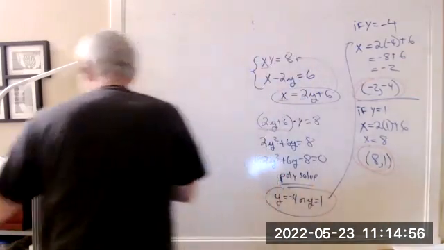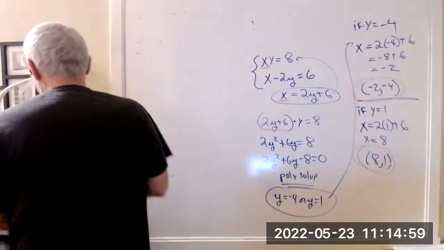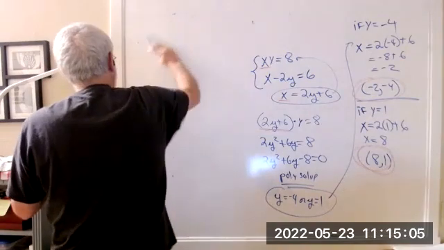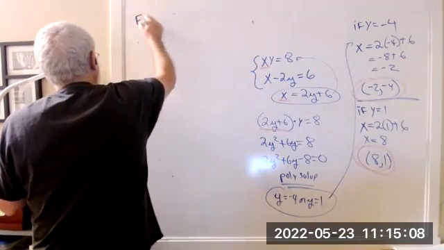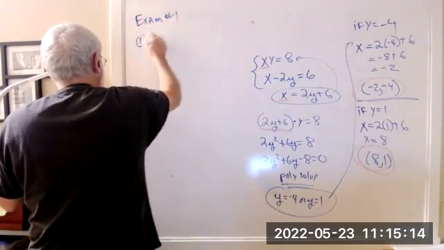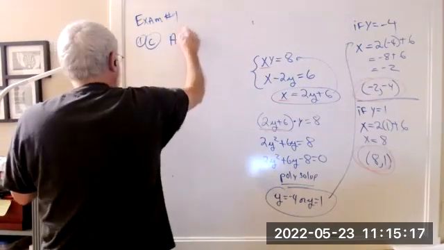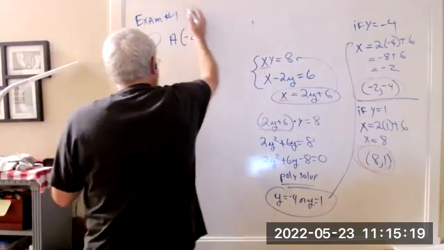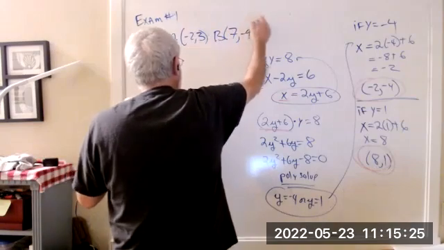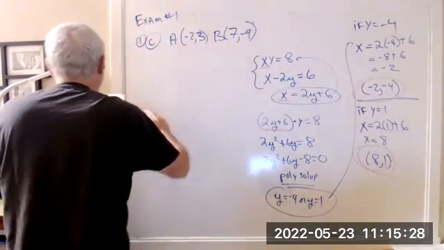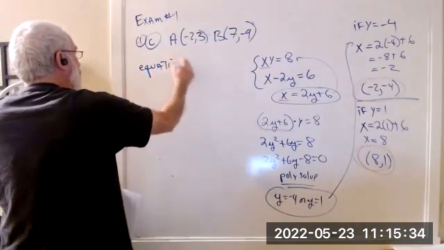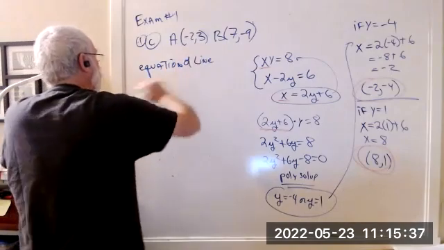Okay, so we had the 2 points. This is exam number 4, problem number 1, actually C. We have the point A, which is -2, 3. And we have the point B, which is 7, -9. Okay, so it wants the equation of the line through these points.